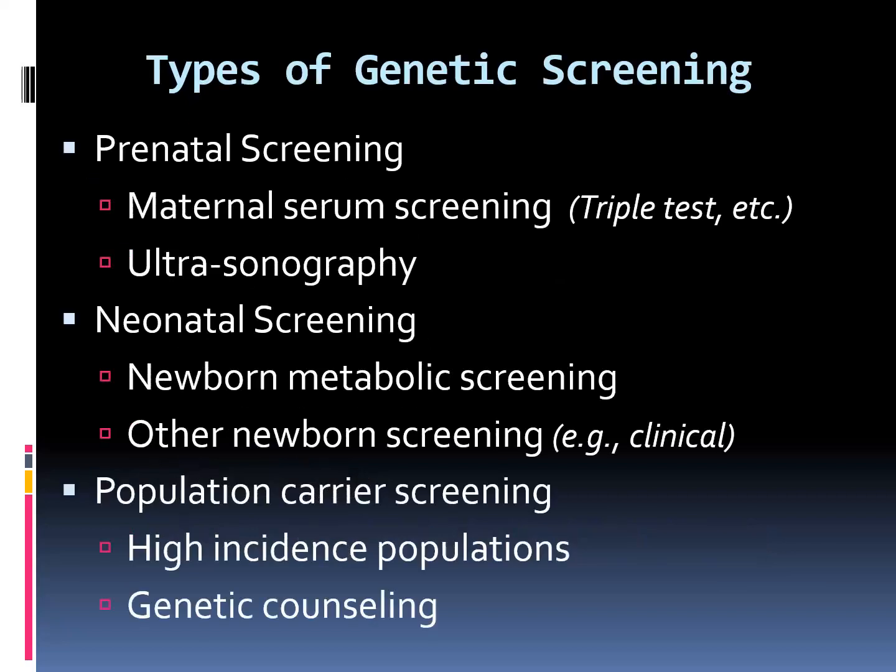We have different types of genetic screening. We have a prenatal one, which I spoke about earlier, like maternal serum screening, like the triple test or quadruple test, and ultrasound sonography. Then the neonatal screening, newborn metabolic screening or other newborn screening, again even clinical screening of the newborns, and population carrier screening for high incidence of a specific genetic disease, and also for genetic counseling.